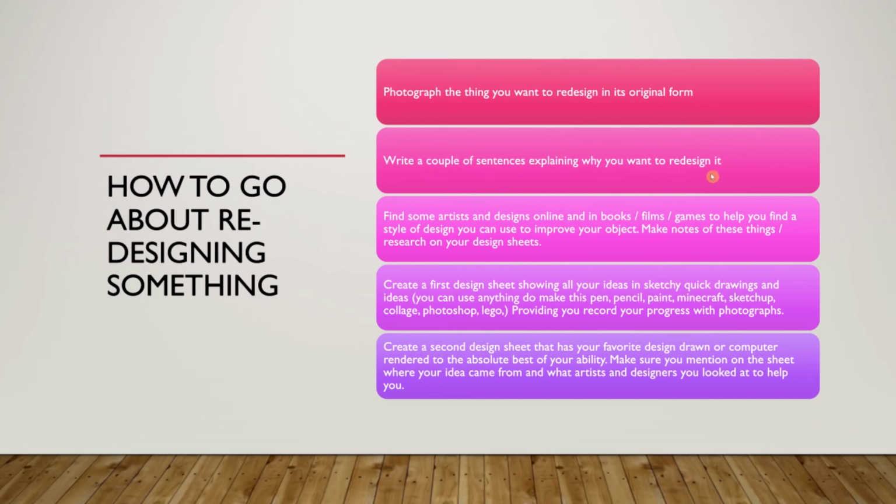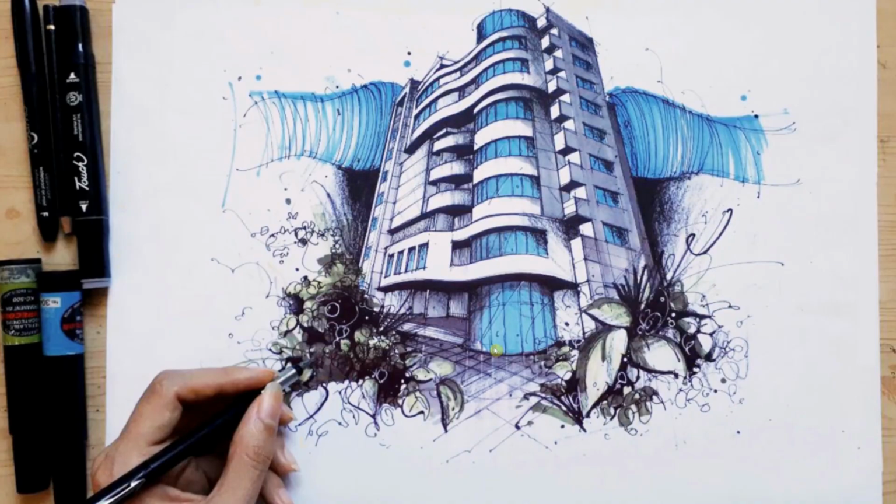What I'd like you to do is to photograph the thing you want to design, write a couple of sentences explaining why you want to design it, find some designers and artists online that you think will help you redesign it. Create me a design sheet, which I'll show you in a second, and then create a second design sheet, what we call a presentational design sheet at the end.